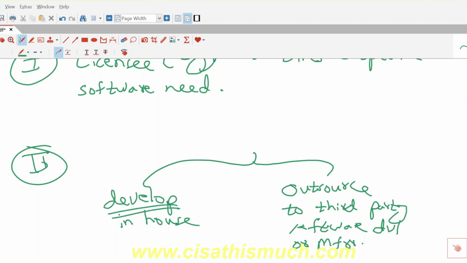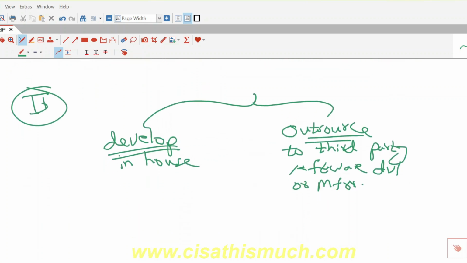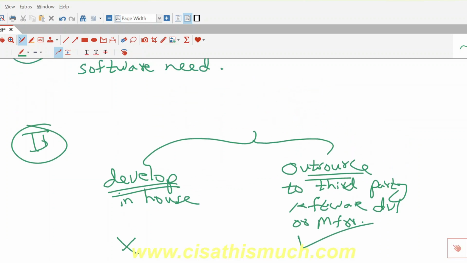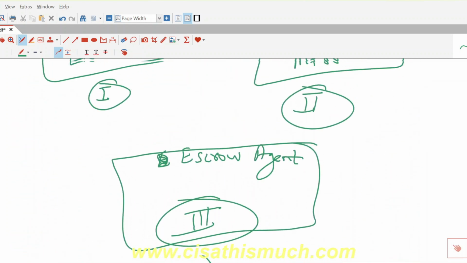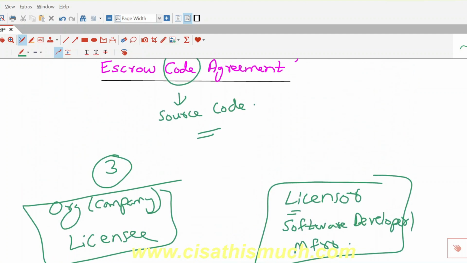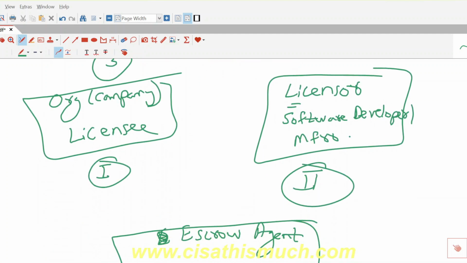So there are two ways: you can either develop in-house or you can outsource it. Here we are talking about outsourcing, and that's why there is something known as a licensor. If it's in-house, there's no question about an escrow code agreement, because we don't have to worry about ownership. I'll explain what I mean by ownership, but understand that when I develop something in-house, I am the owner of it. I need not worry about any escrow agent.